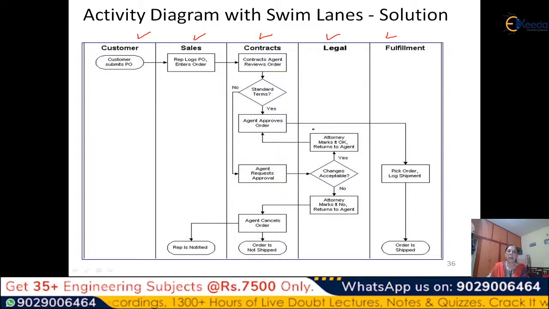Always there will be one start, and it will come here, and either it will end here, or there will be multiple paths. It can come here and then go, or it can come here and then come here, and the customer is not notified, the order is not shipped.